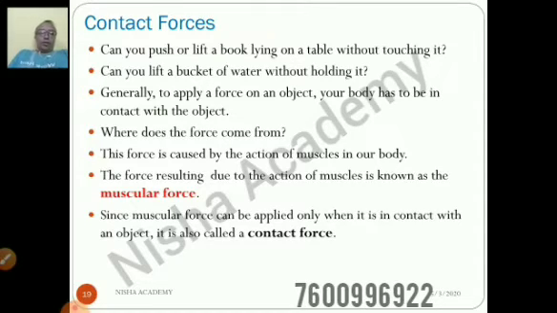This force is caused by the action of muscles in our body. So the force resulting from the action of our muscles is known as muscular force. Since muscular force can be applied only when in contact with an object, it is called a contact force. We need to touch the object to apply the force on it. So it is called a contact force. So muscular force is also a type of contact force.